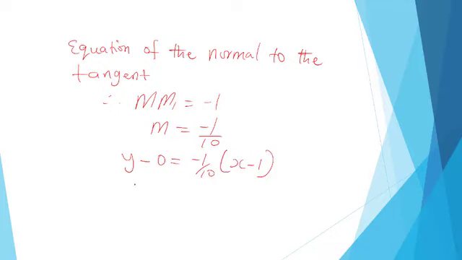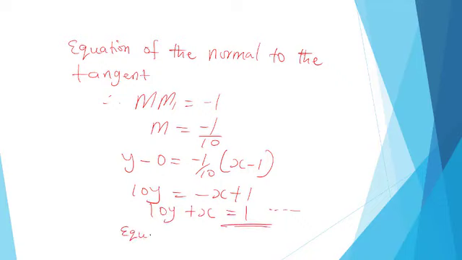So this is equivalent to 10y equals minus 1 times x, which is minus x, minus 1 times minus 1, which is plus 1. So take everything this other direction. You have 10y plus x equals 1, and this happens to be the equation of the normal.